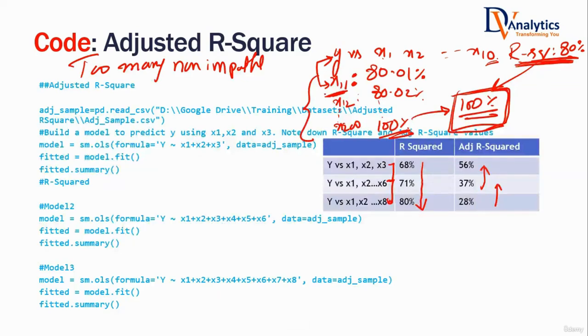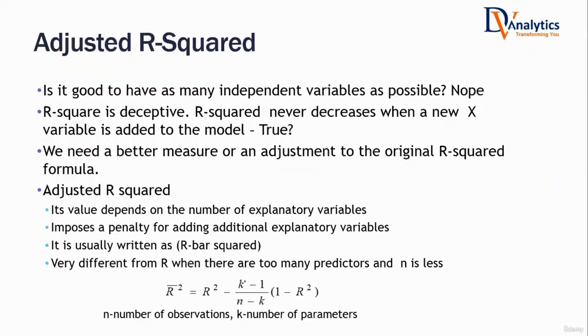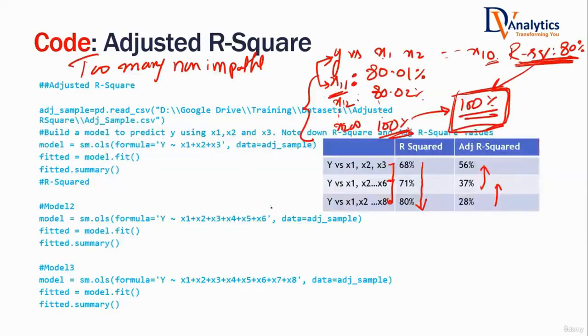What will it do? When you add a new feature, adjusted R square can also increase. When will it increase? If the feature is impactful. If the feature is a junk feature, still you added it, then what will this penalty factor do? Can you make a guess? If you add a junk feature, adjusted R square will actually decrease.